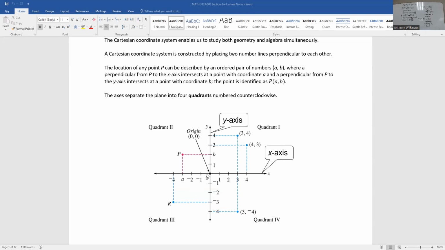So if I want to plot, let's say 3, 4, I start from the origin. The x coordinate is 3, so that means I move to the right 3 places, and then the y coordinate is 4, I go up 4 and draw the point. Or for 3, negative 4, I can go to the right 3 and go down 4 and draw that point. That will be ordered pair 3, negative 4.